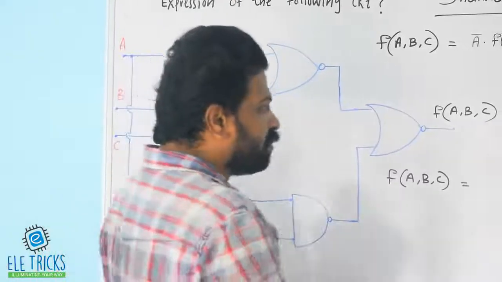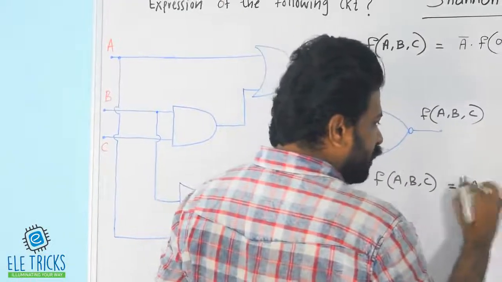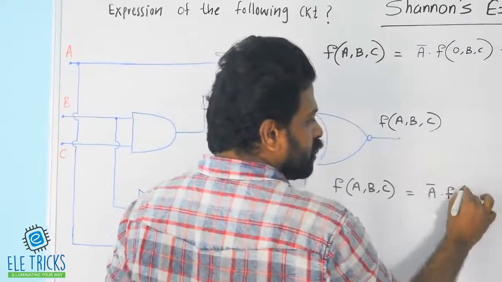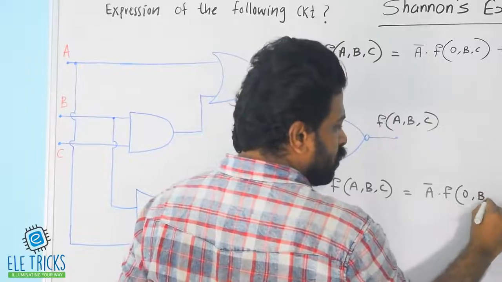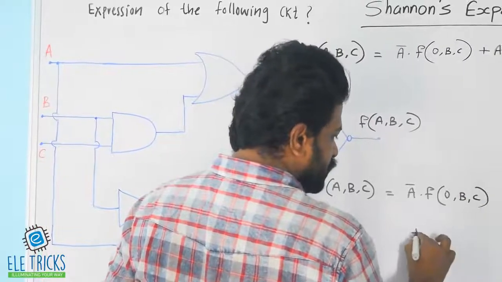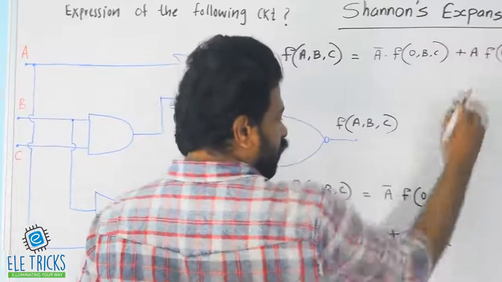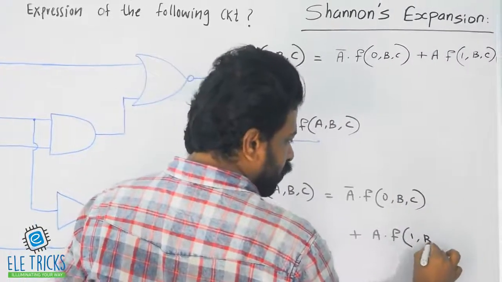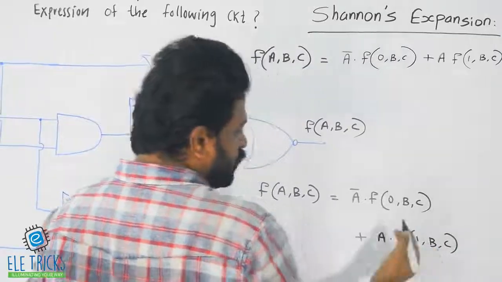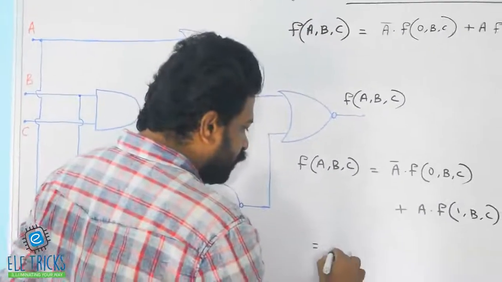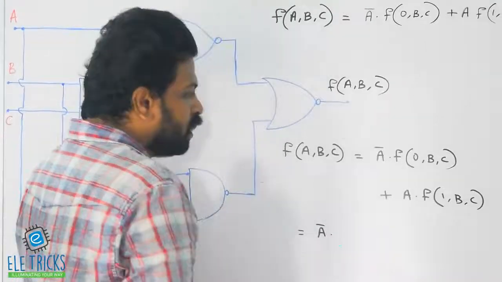For this example, I am taking the variable a outside. So first is a bar into f of 0 comma b comma c, plus a into f of, so a will be replaced by 1, b comma c. Now what is the use of writing it like this? Now coming to the next step, this can be written as a bar into, what is the next term?